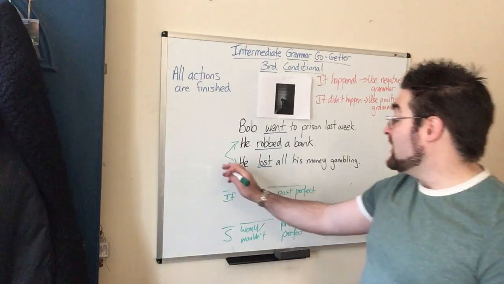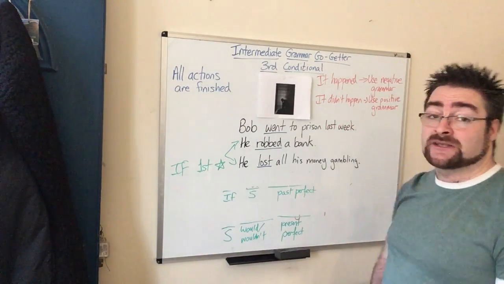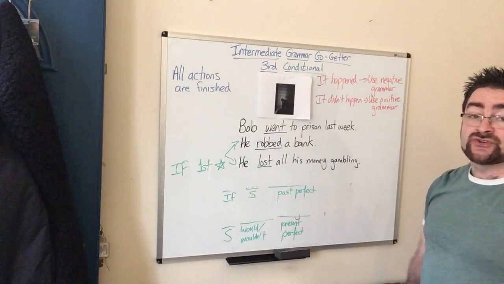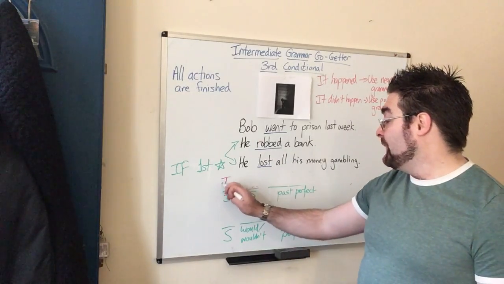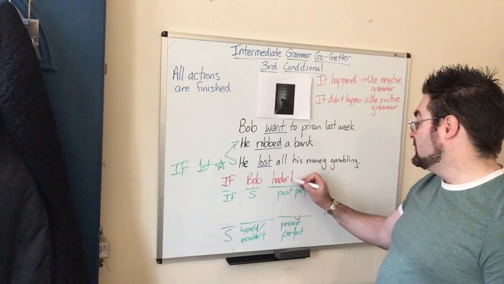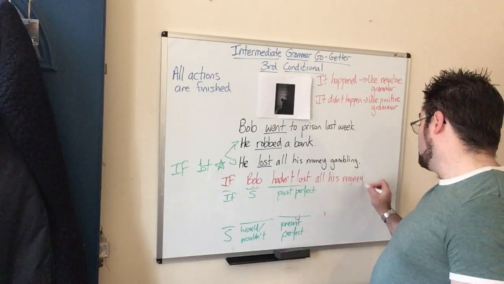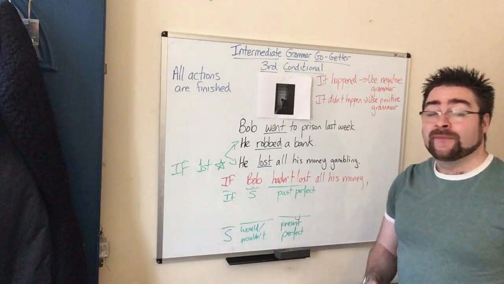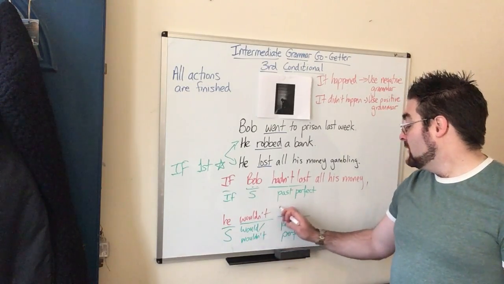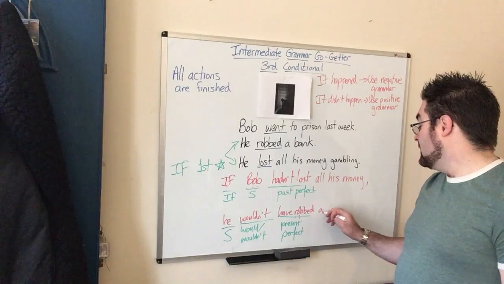So, which one happened first? It was this one. So this is going to be the if part of the sentence. And now it's simply a case of walking through this grammar structure. So we've got if Bob hadn't lost all his money, then we need our comma, and then he wouldn't have robbed a bank.